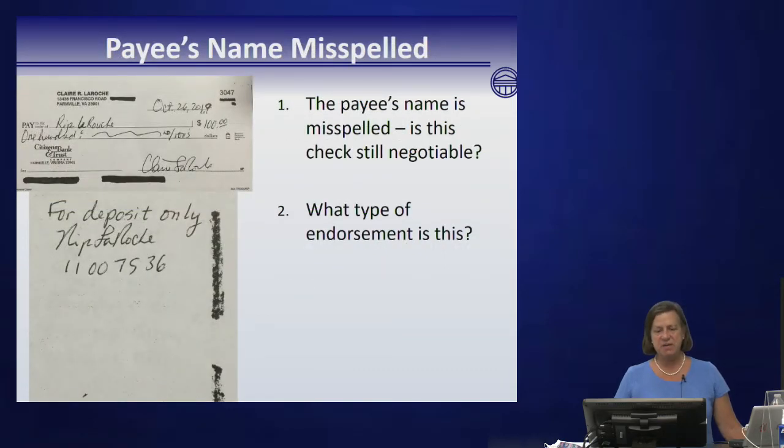What if the payee's name is misspelled? In this example, the payee's name is misspelled. Is the check still negotiable? The answer is yes, it's still negotiable. So how would you endorse the signature if your name is misspelled? Well, really, there's no wrong answer. The proper spelling, the improper spelling, or both. The next question is, what type of endorsement is this? For deposit only. This is a restrictive endorsement.